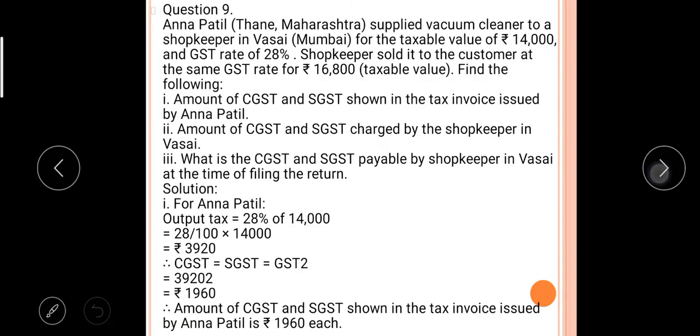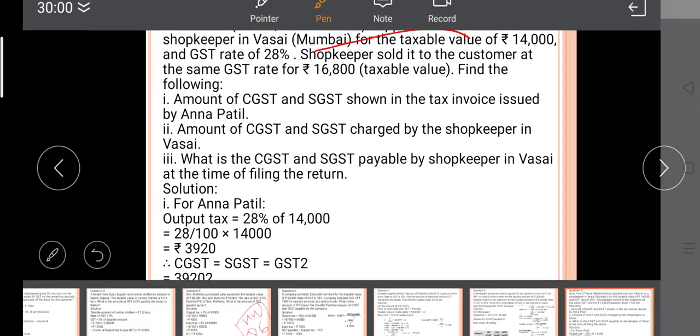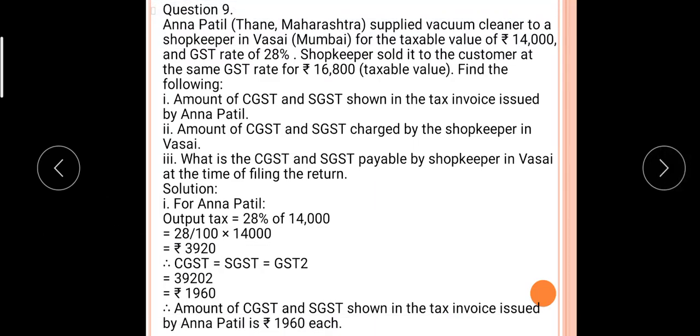So understood these 6 questions, 7th and 8th. Now question number 9. See, Anna Patil, Thane, Maharashtra, supplied a vacuum cleaner to a shopkeeper in Vasai, Maharashtra, for the taxable value of 14,000, and the rate of GST is 28%.